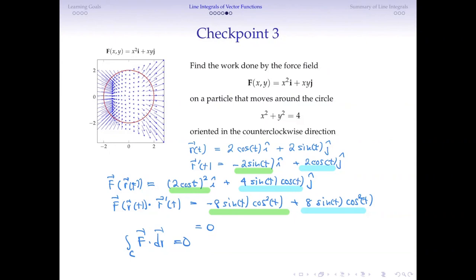How could I have seen this result coming? Let's examine this vector field a little bit more closely. Every time an arrow crosses the circle, it looks like it's perpendicular. No matter where you look, this vector field is always perpendicular to the circle. So that means that the dot product in the line integral is always going to be 0. So it shouldn't surprise us that the integral turns out to be 0.